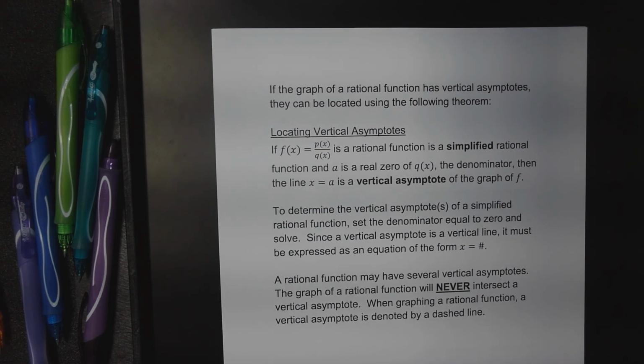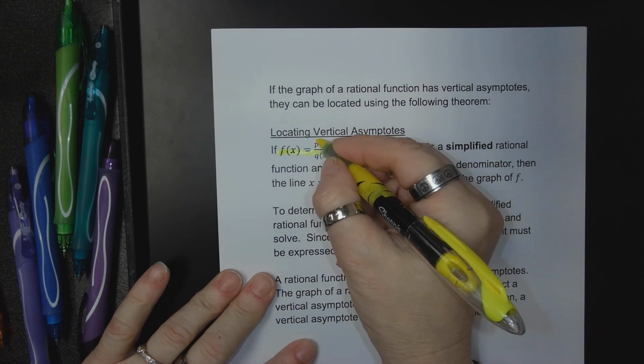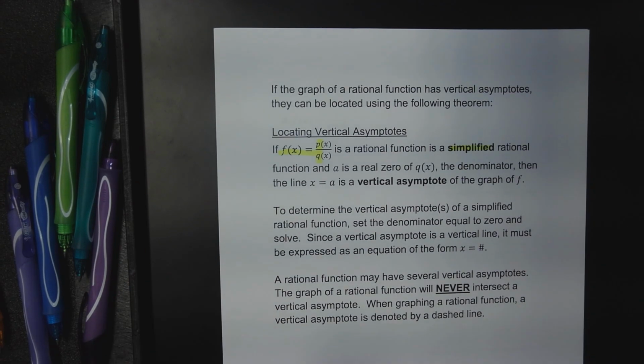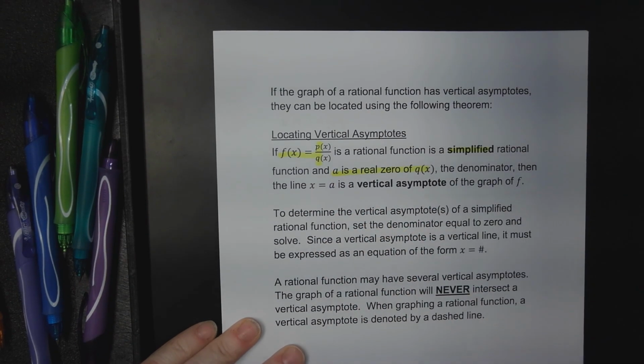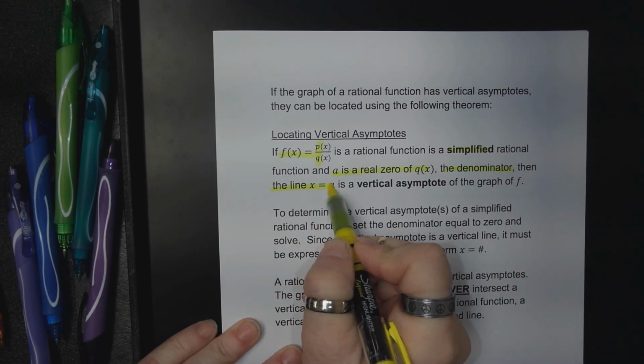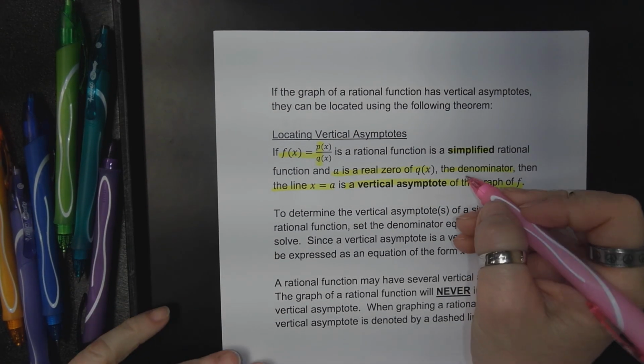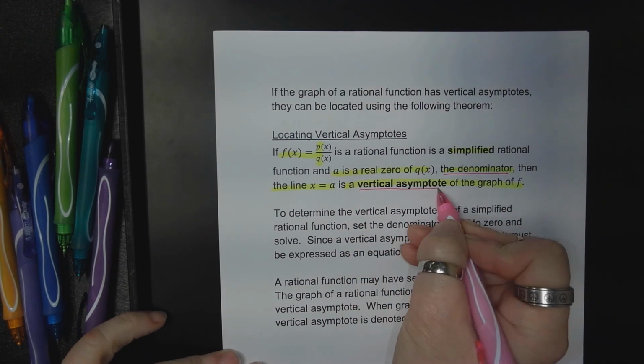If the graph of a rational function has a vertical asymptote, it can be located using the following theorem. If f of x equals p of x over q of x is a rational function and is simplified, and a is a real zero of q of x, the denominator, then the line x equals a is a vertical asymptote of the graph of f. So we always use our denominator to find our vertical asymptote. I'm going to underline that so you remember that. The denominator is used to find your vertical asymptote, okay?